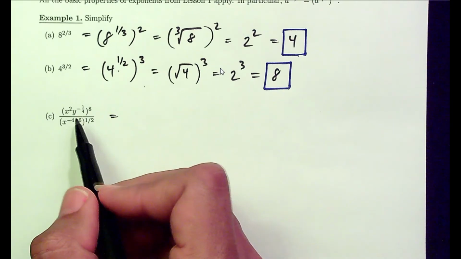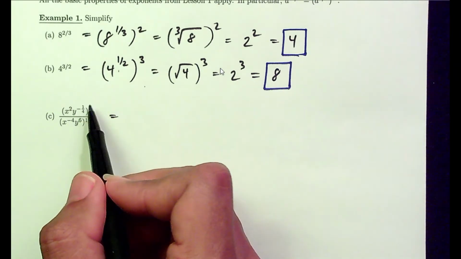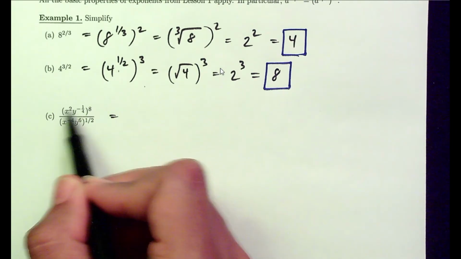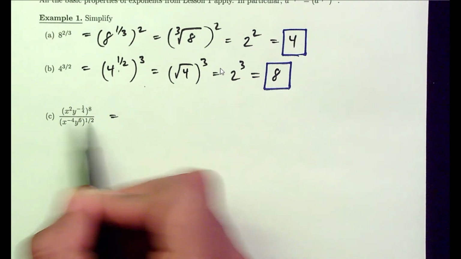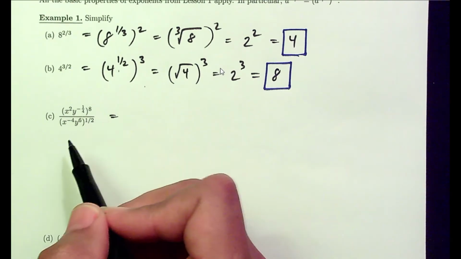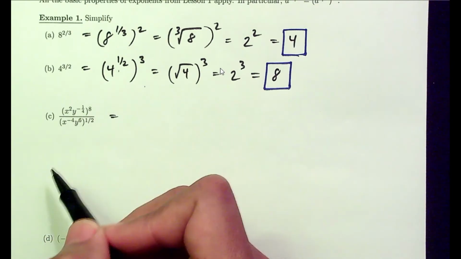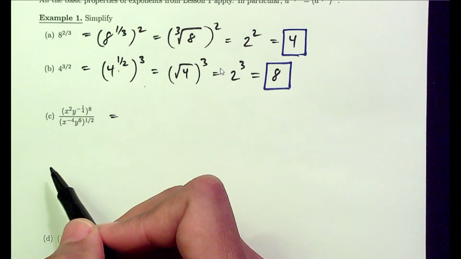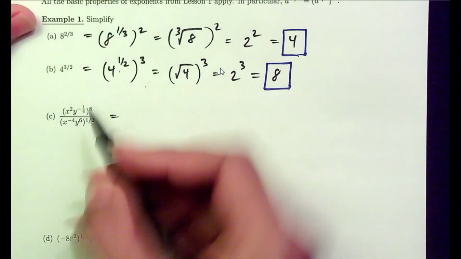So the first thing we're going to have to do is distribute the eighth power first, and then this half power on the bottom. Then there will be no more parentheses, and I would be free to move any negative exponents around. Okay, so let's do that first.